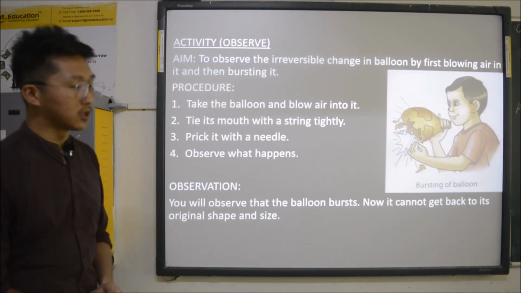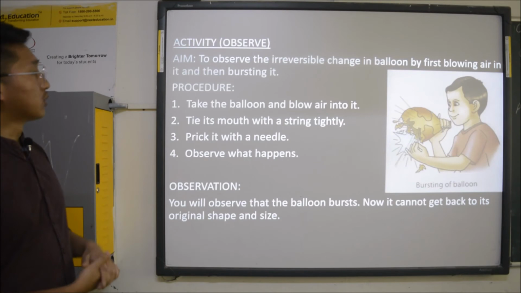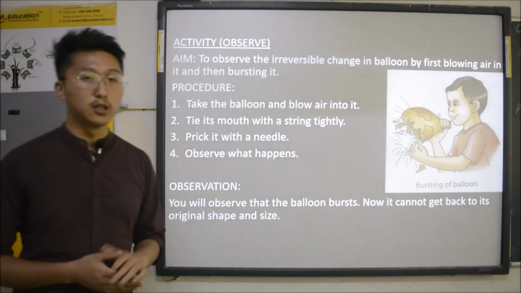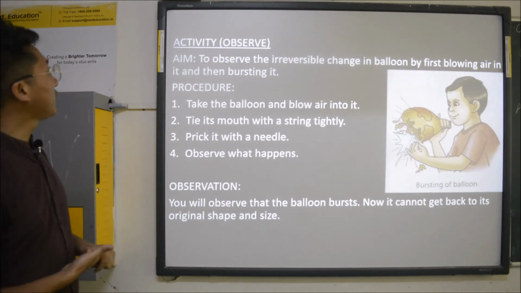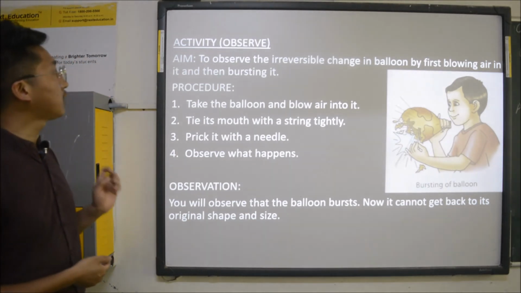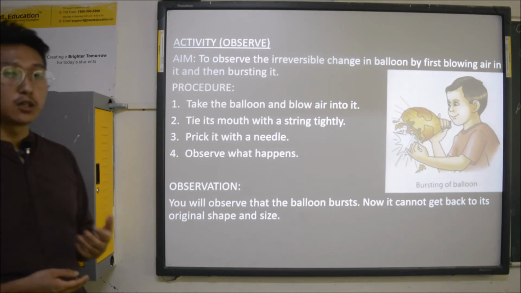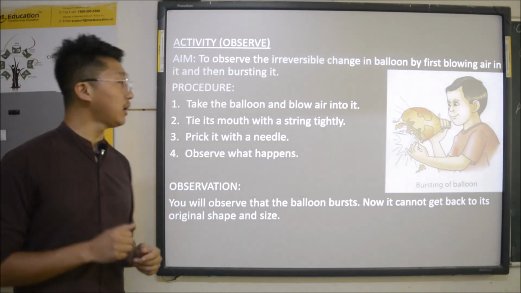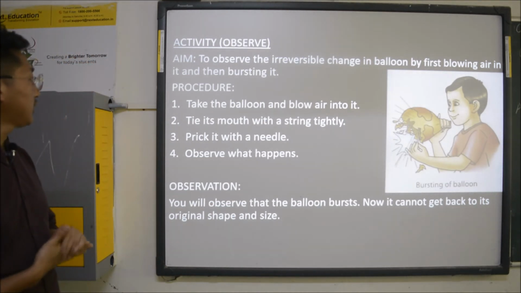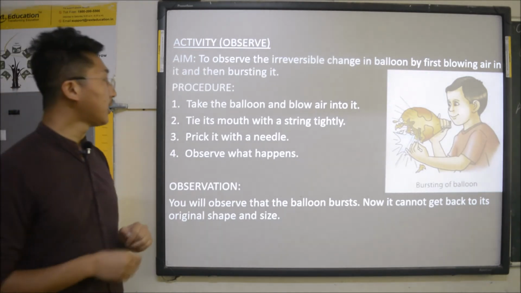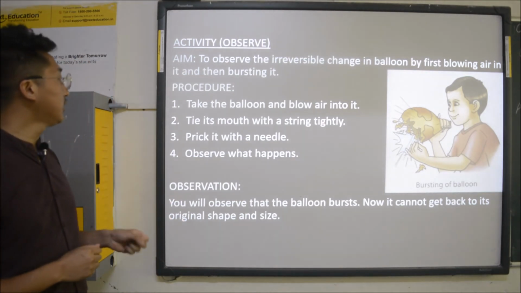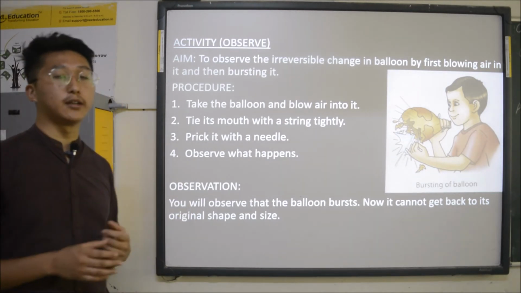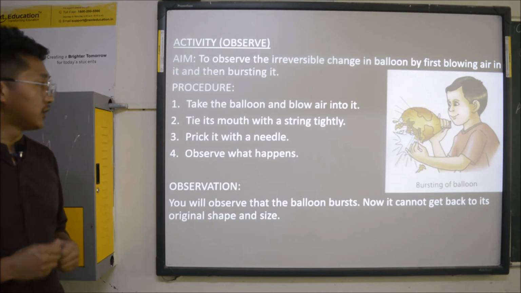So there is also an activity to understand irreversible change. The aim of the activity is to observe the irreversible change in a balloon by first blowing air in it and then bursting it. The procedure is, first, we take a balloon and blow air into it. Next, we tie its mouth tightly with a string.